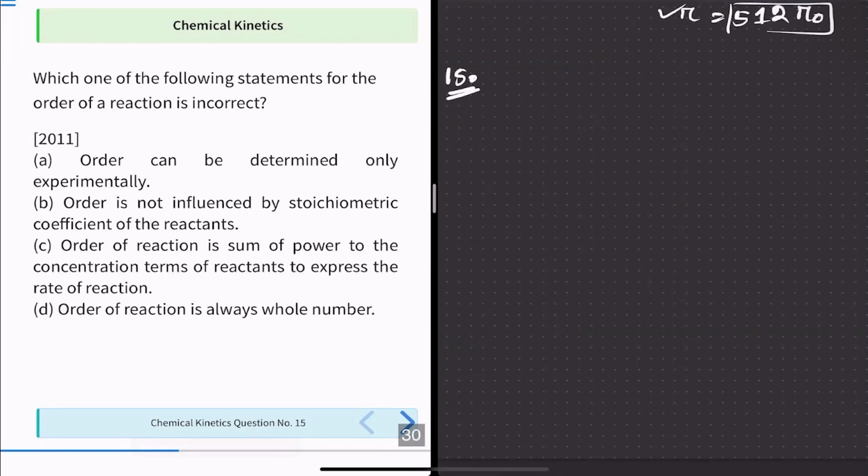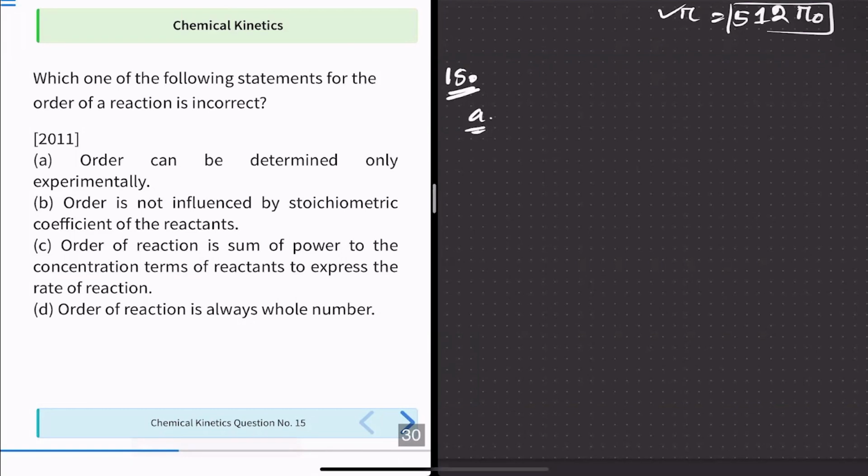Which one of the following statements for the order of a reaction is incorrect? Let's read one by one. Option A is saying order can be determined only experimentally. Yes, order can't be determined by just writing the equation. Why? Because many reactions are complex reactions, not a single step or elementary reaction, like we saw in the reaction of XY2 and XY. We can only determine the order of the reactions by experimentation.